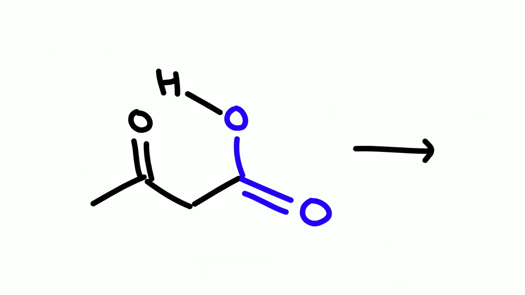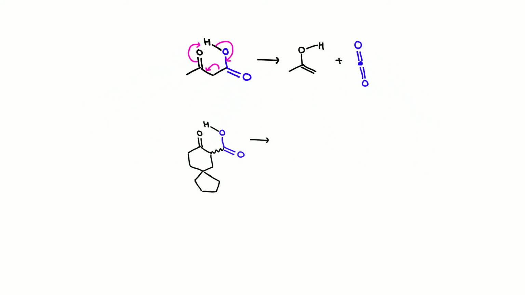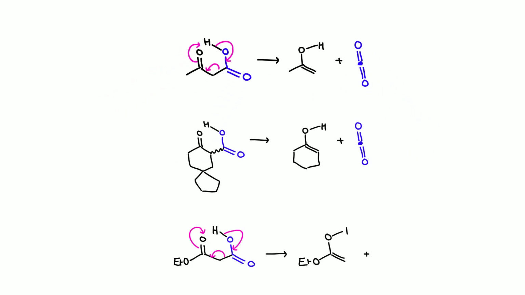If instead ketoesters are hydrolyzed using acid, then this gives carboxylic acids. And they have a different pathway to push electron flow to enols and CO2.